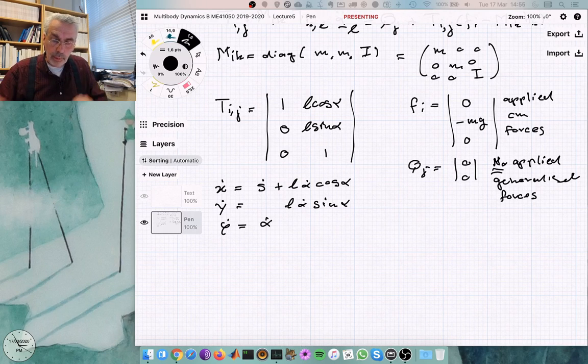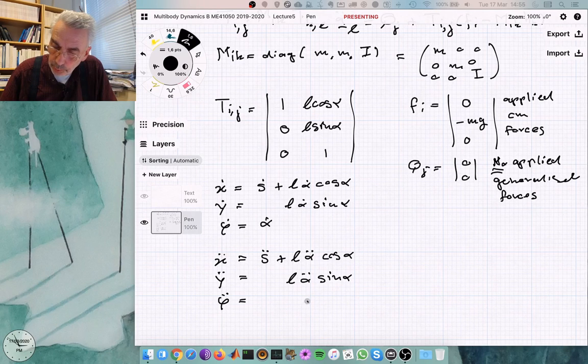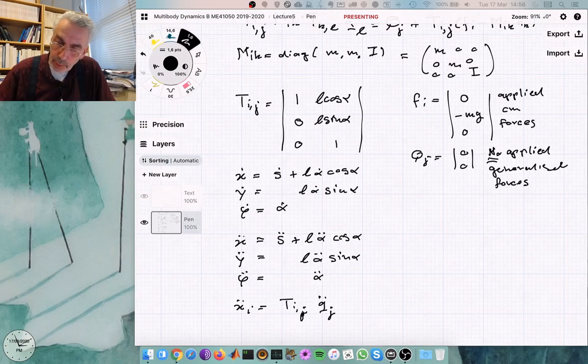Now, let's just determine what the accelerations are. So x double dot, y double dot, and phi double dot. And in doing this, you see a nice trick. First of all, you have to do no differentiation whatsoever. You only put an extra dot on top of all the dots. So s double dot plus l alpha double dot cosine alpha. Here we get l alpha double dot sine alpha, and here, maybe a nice spacing, alpha double dot like this. So what am I doing there? Which part is that? Well, if you write x double dot i, that's the T i, j times q double dot j. And clearly this guy is the Jacobian. So you don't have to think about it, just put double dots there.